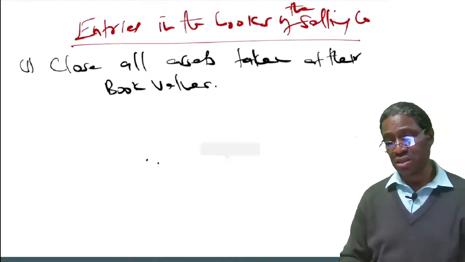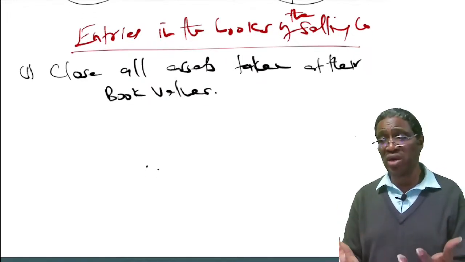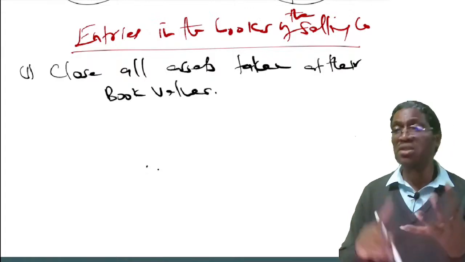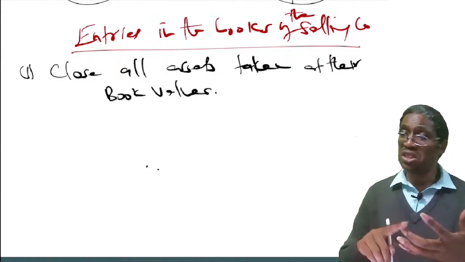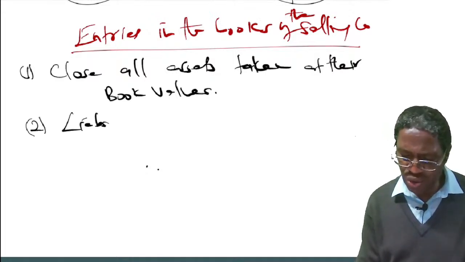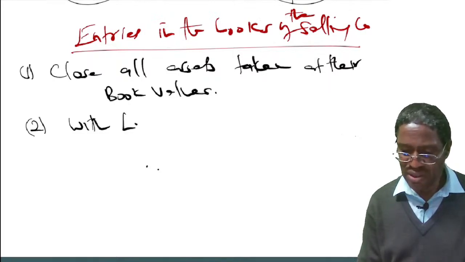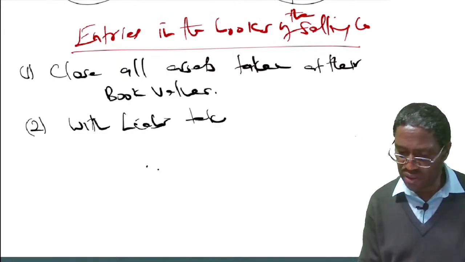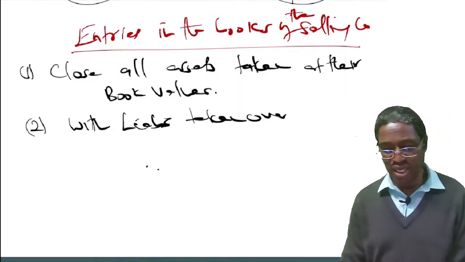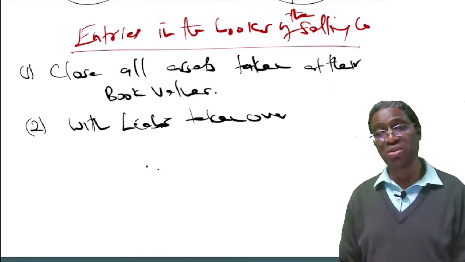again, listen. Number two, company B might tell us they are willing to take over maybe some of our liabilities. Maybe they want to take over our creditors, our loans, debentures, and so on. Number two, with the liabilities taken over, you close them to this account we are calling realization account.